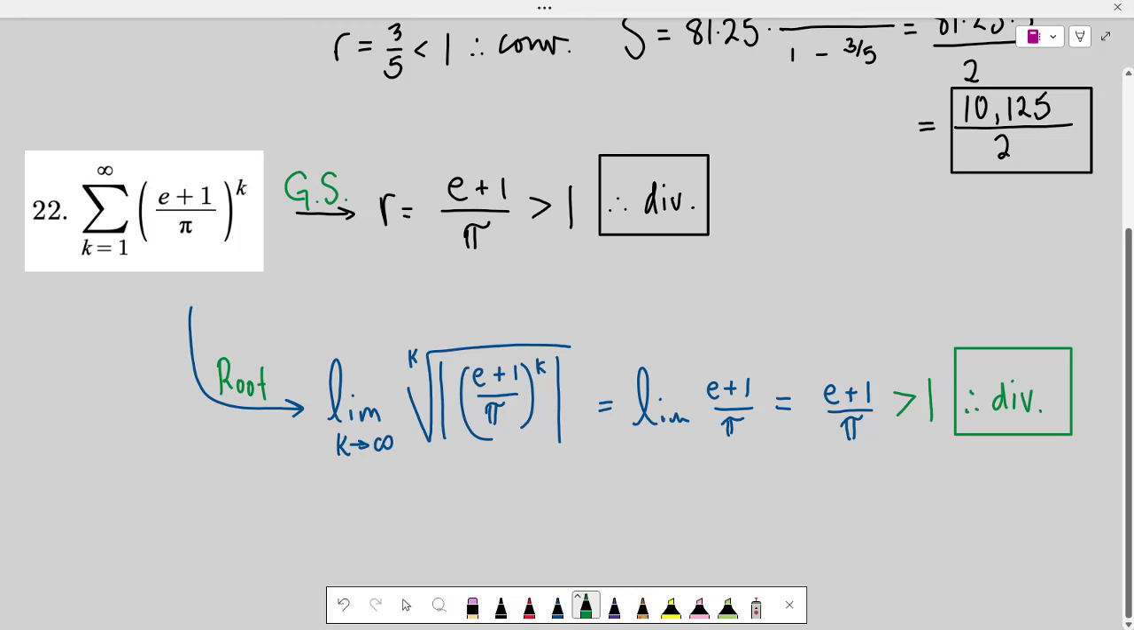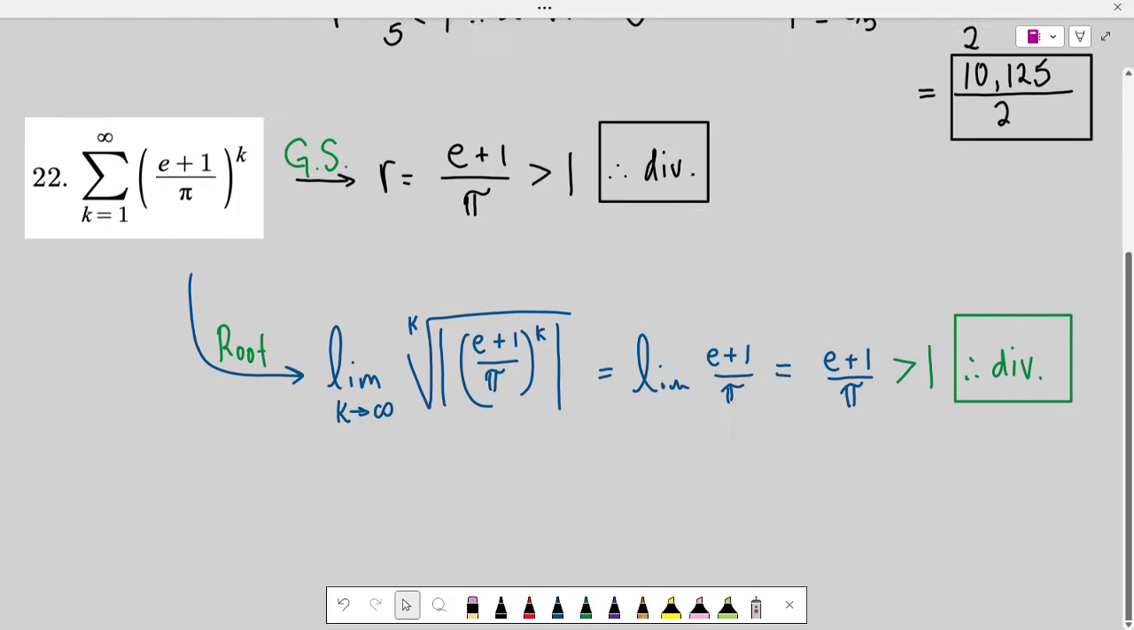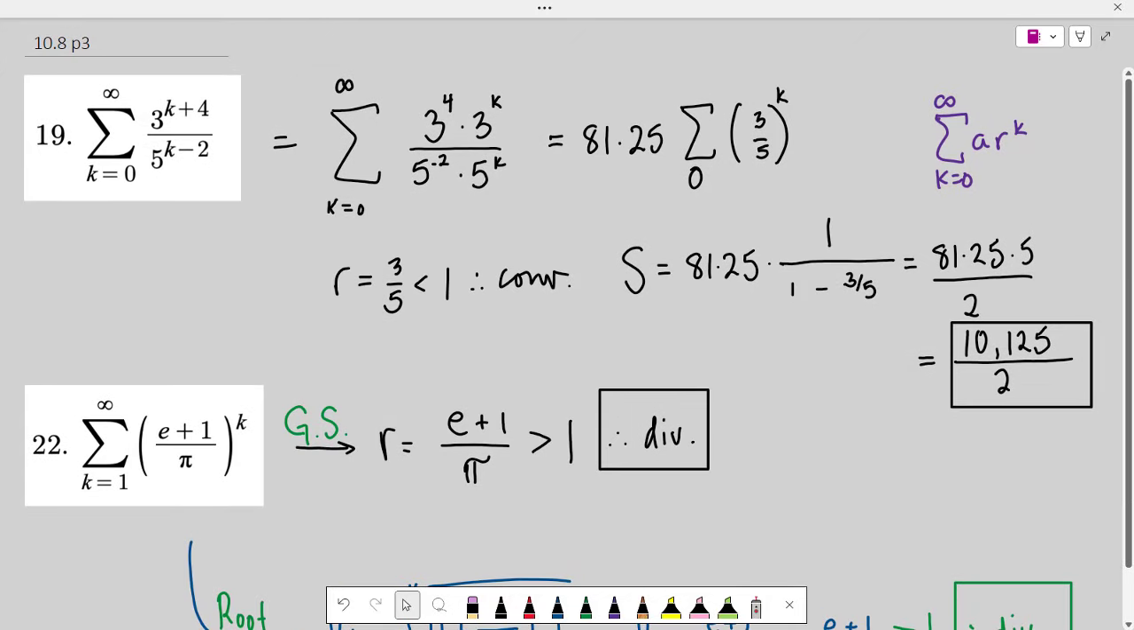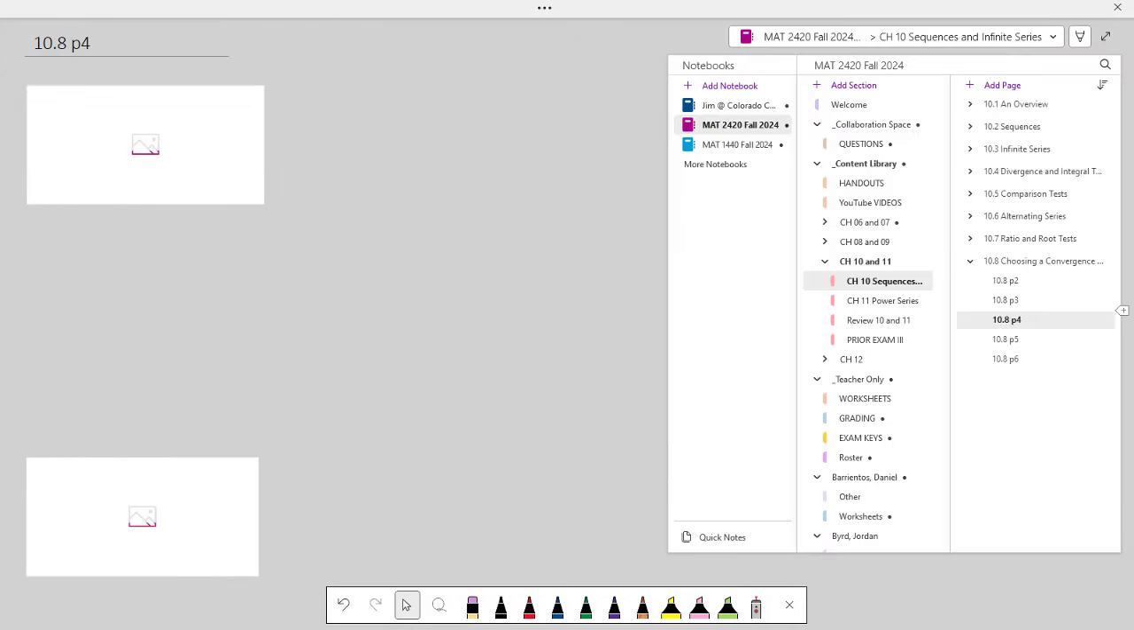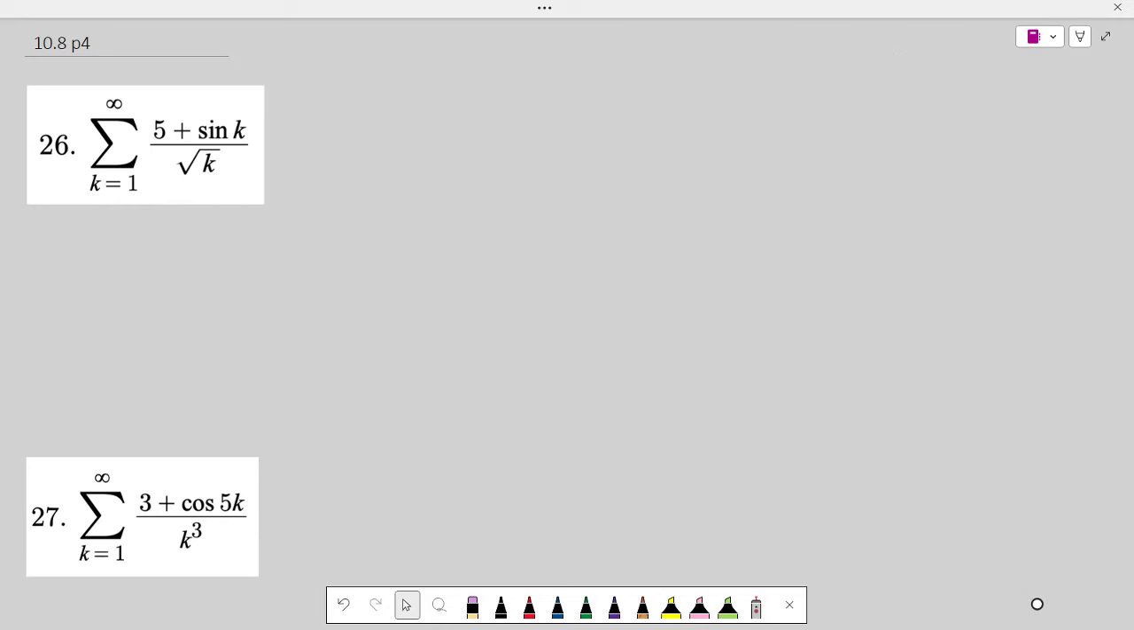Let's do it with the ratio test too, just to really make sure, which you could do. What about the integral test? That'd be kind of hard. But e plus 1 over pi is a constant, so it wouldn't be that hard. But it's raised to the kth power, so you're integrating an exponential with a non-natural base. I mean, you could do it for sure, but it's not a trivial integral. There's going to be a little work to it.